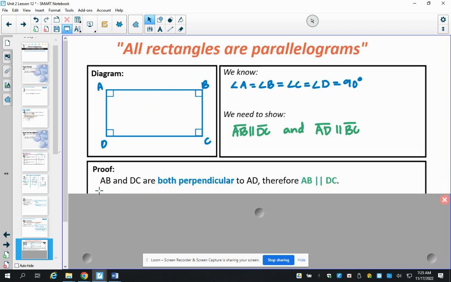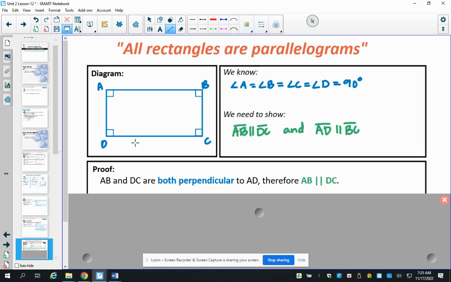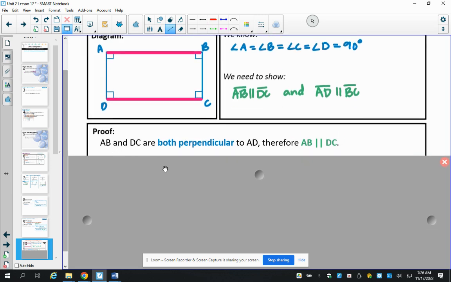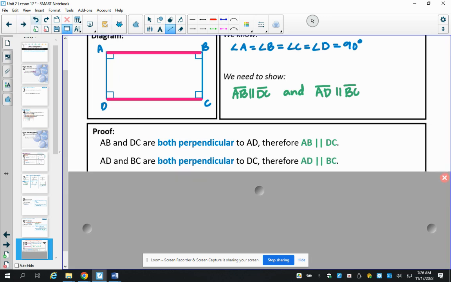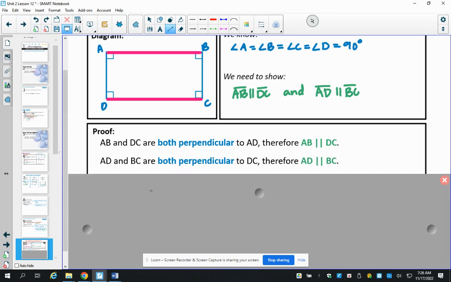Okay, so in this first part, I say AB. So let me get a segment here. So I say that AB and DC are both perpendicular to AD, therefore they have to be parallel. Okay, and then we do a similar thing. So then that proves that those two are parallel.